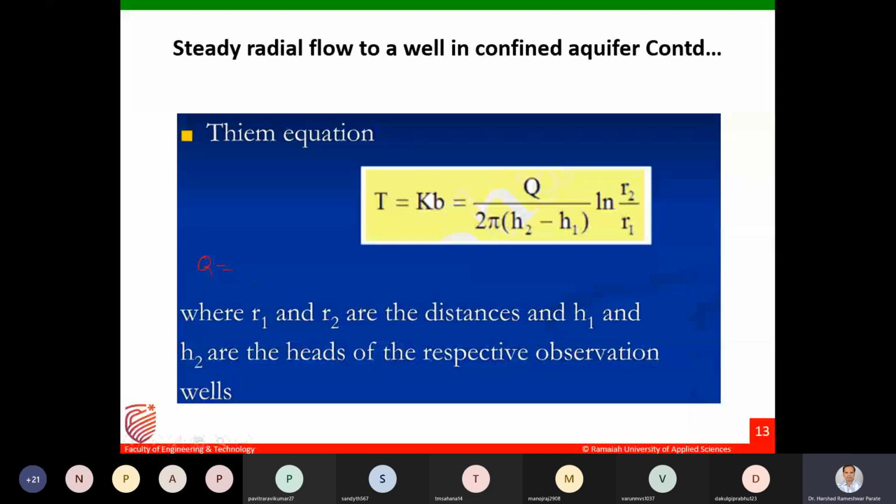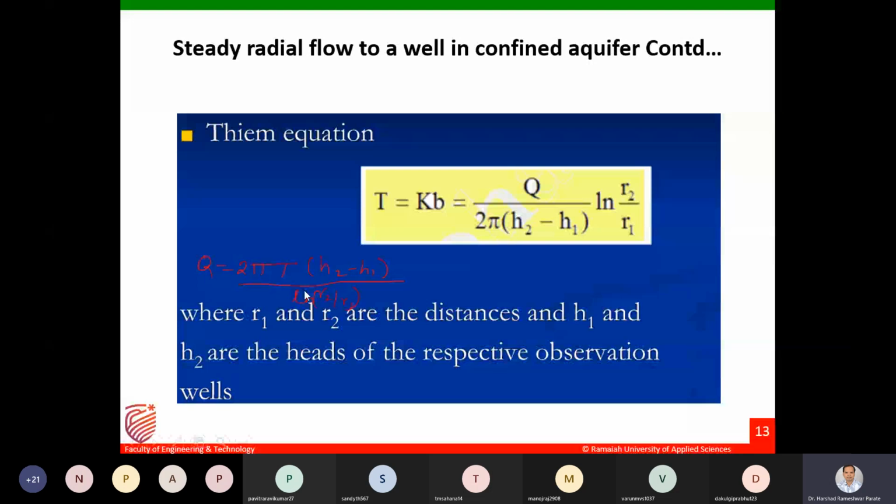If we just rearrange, Q is equal to 2 pi T into H2 minus H1, divided by ln of R2 by R1. Okay, so when you rearrange, you can write in terms of Q.